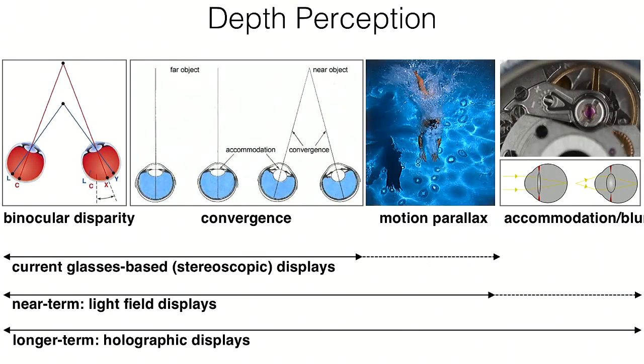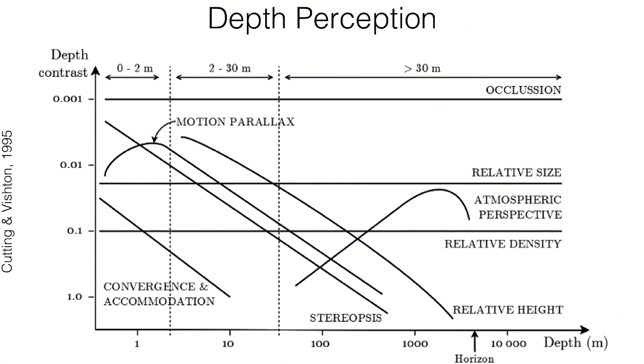So let's look at how important these different depth cues are for us at different levels of depth. If we look in the bottom left corner here, we can see that convergence and accommodation are very important for things that are quite close to us. Accommodation specifically is a very important depth cue for anything essentially within arm's reach.